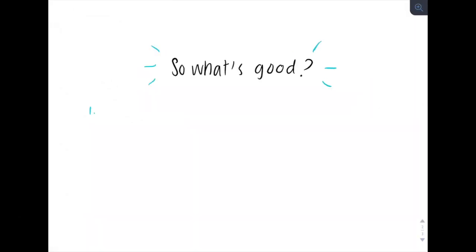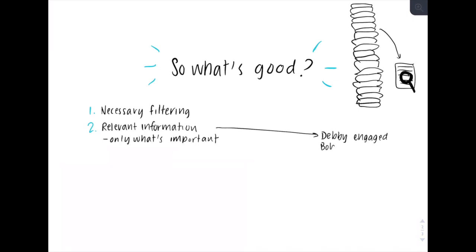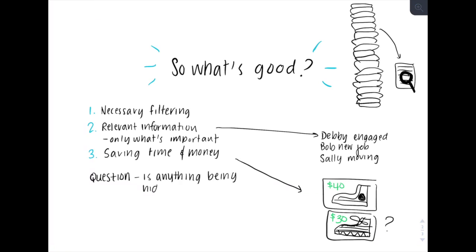So what's good about information filters? First of all, it provides necessary filtering for an otherwise unapproachable web and allows users to find the information they're seeking in an information overload. Second, it filters and selects information that is the most relevant for each individual, like updates from your close family and friends. Third, you can save time and money if you showed interest in something online, and it might show you something similar that is less expensive. This raises the question of whether any important information is being hidden from us.